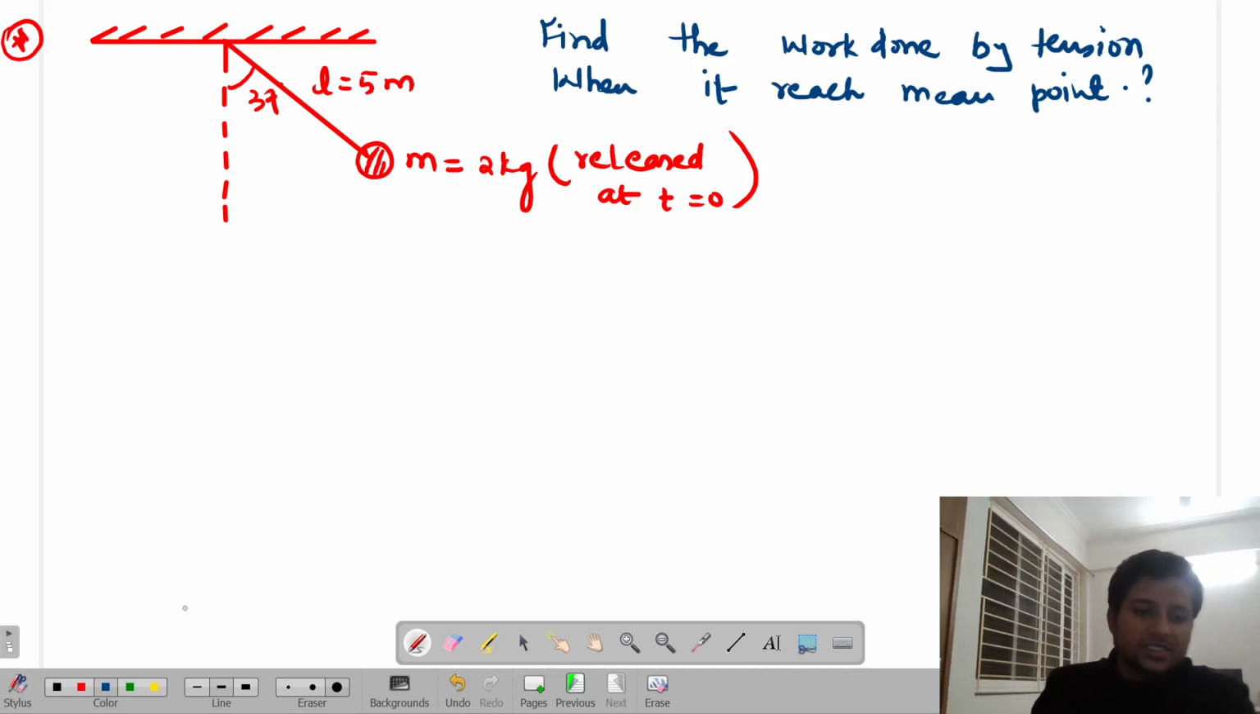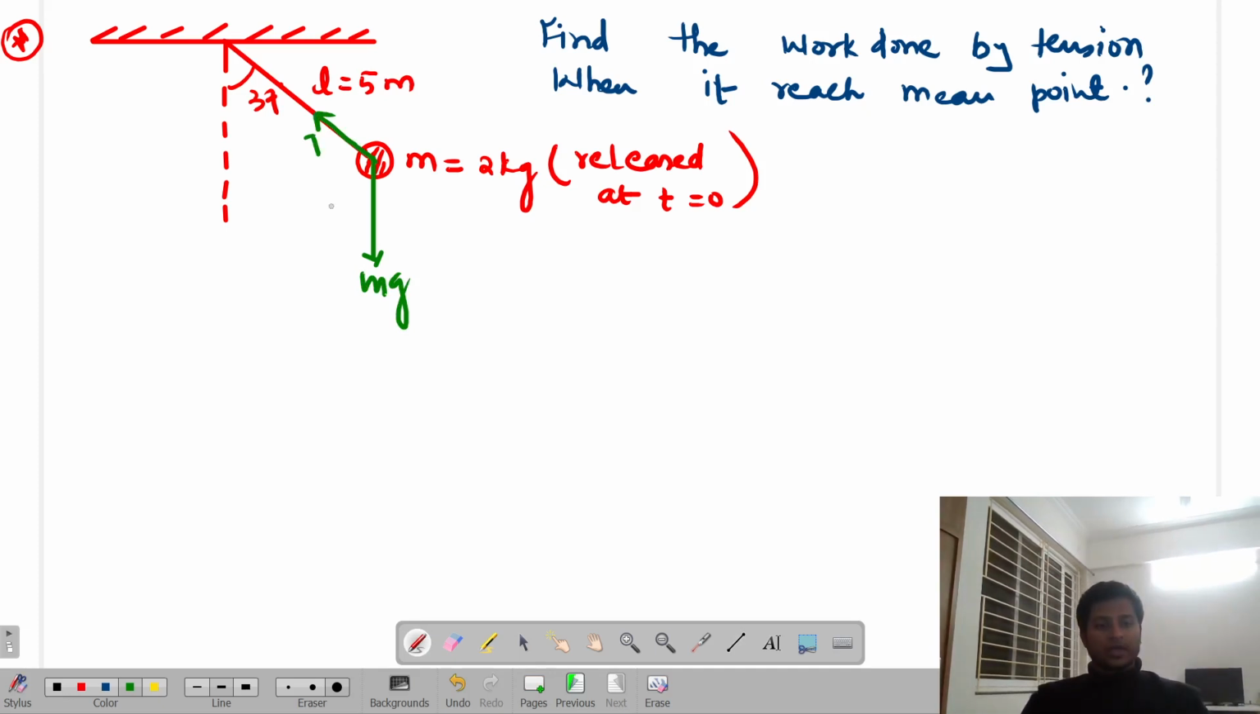I'll tell you. Once again, I have told you many times. First, resolve the forces. How many forces are acting when it is released? Mg and tension. Yeah, Mg and tension T, or not. Now, when the bob reaches over here, look over there. If this is my reference point, then this was my initial height, and this is my final height.